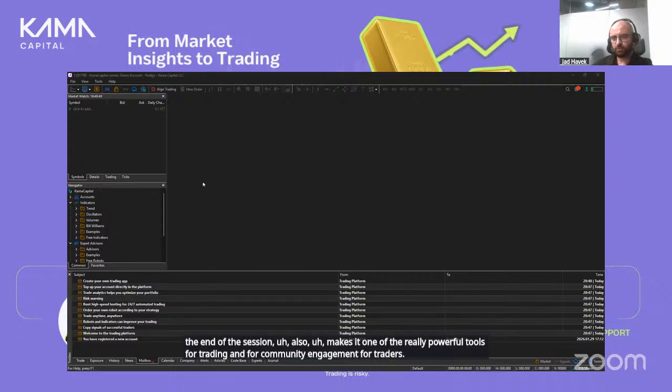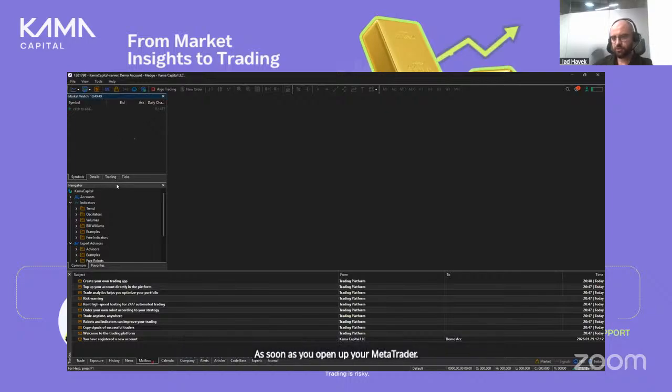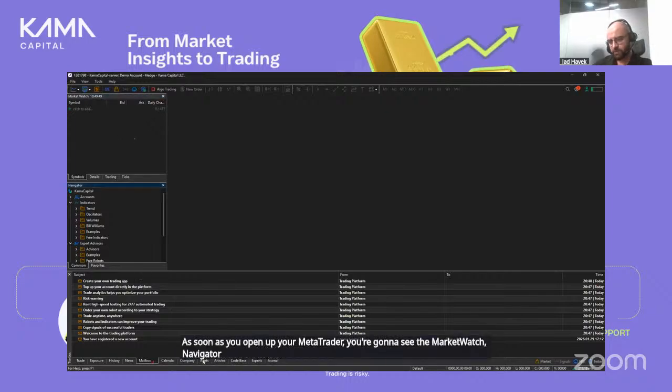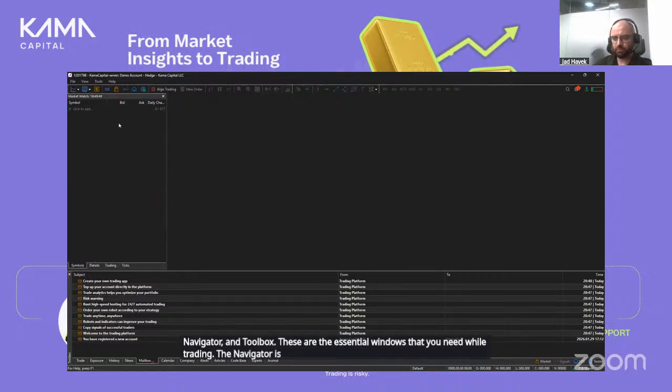As soon as you open up your MetaTrader, you're going to see the Market Watch, Navigator, and Toolbox. These are the essential windows that you need while trading. The Navigator is less important than the Market Watch, which, when it comes to placing trades, is the one that we really need.